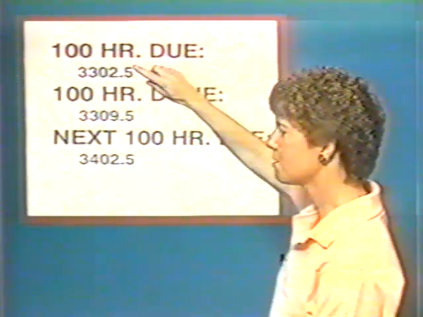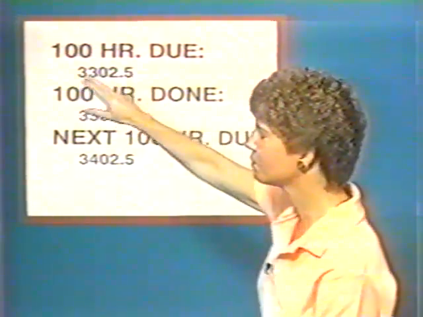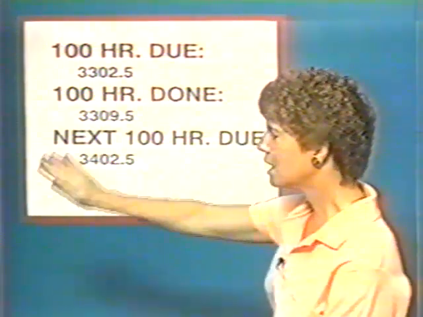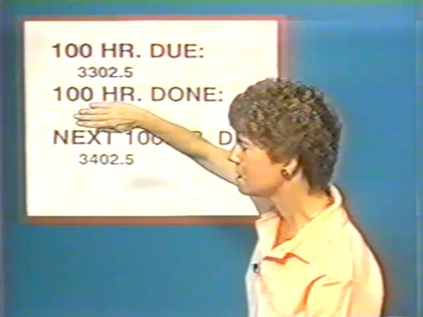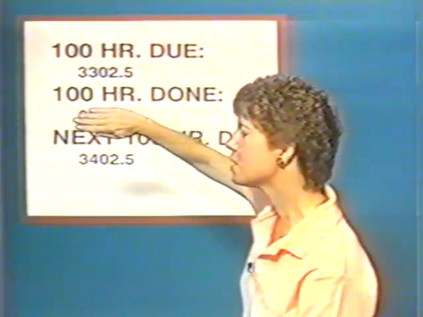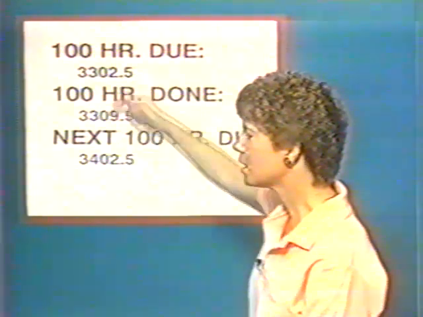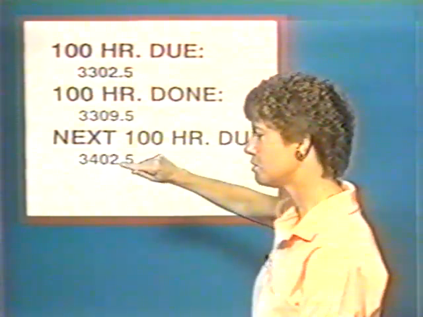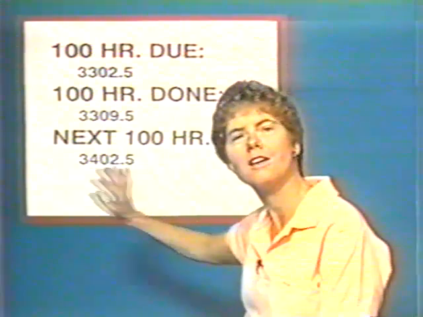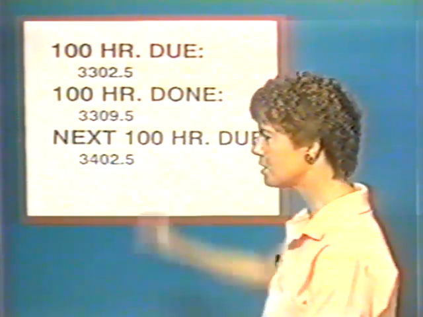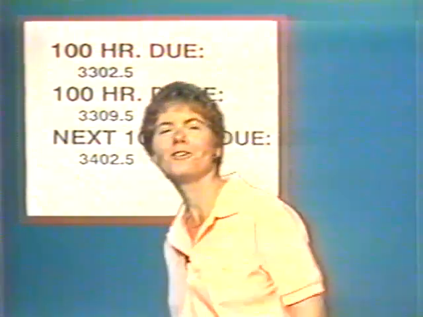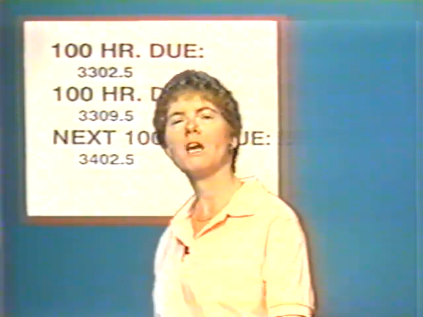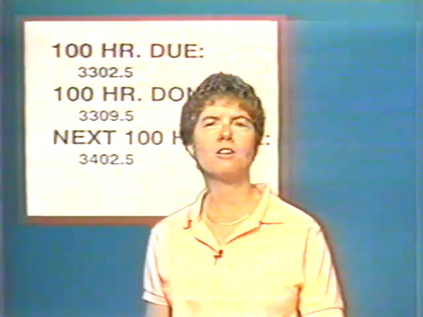So the next 100-hour inspection will be due 100 hours after 3302.5. It will be due at 3402.5. When it was actually done is not relevant. What you get is 100 hours from exactly when that 100-hour inspection was due. You don't get to keep pushing it up by going over the 100 hours. It's due 100 hours from when it was last due, in this case 3402.5, and that is an inspection that you do in addition to the annual. It does not replace the annual.